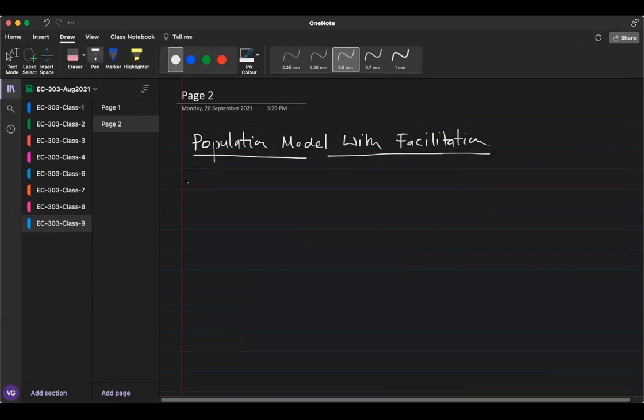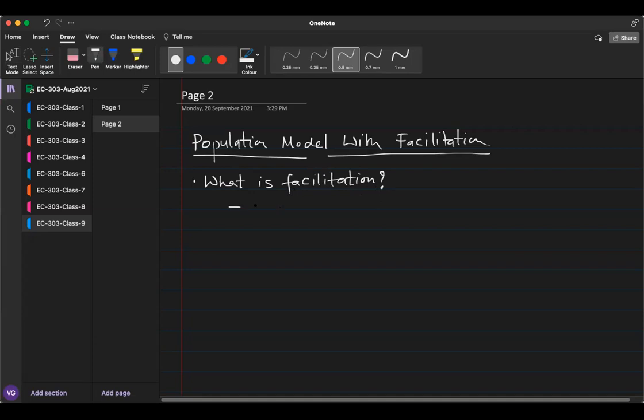So what is a population model with facilitation? It should lead to increased birth rate. Okay, let's discuss what is facilitation. Let's answer the question. Now, according to you, what is facilitation? One species has a positive effect on the other.